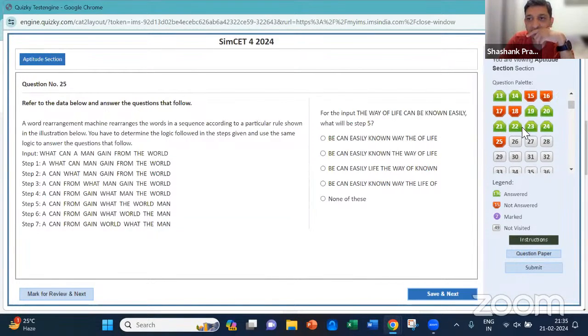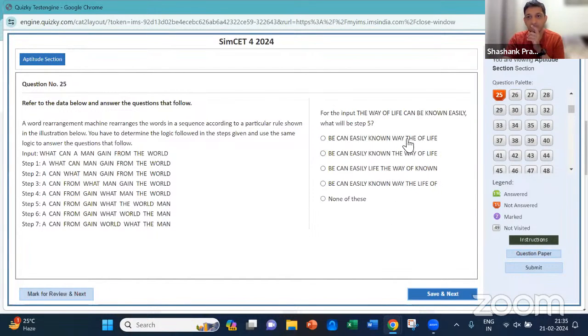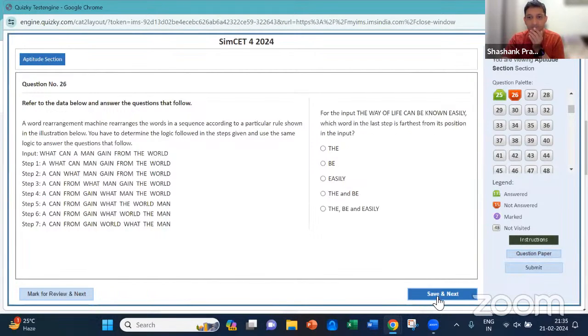Okay. क्या था previous question was what? This was step 3, right? Step 4 will be known. Step 5 will be the last one. Way the of life. Be can easily known. Way the of life. I think this is right.